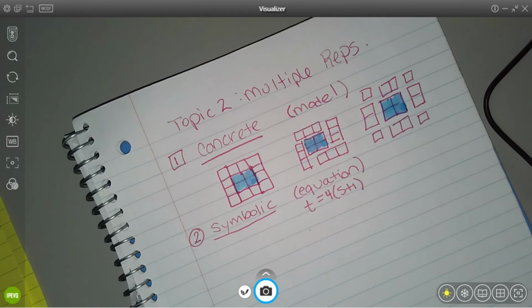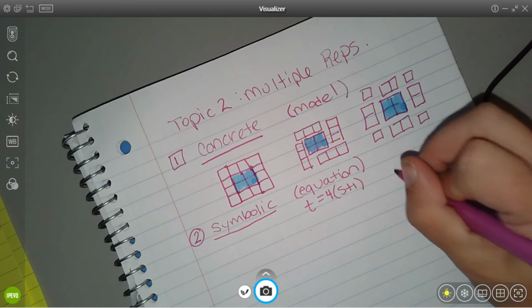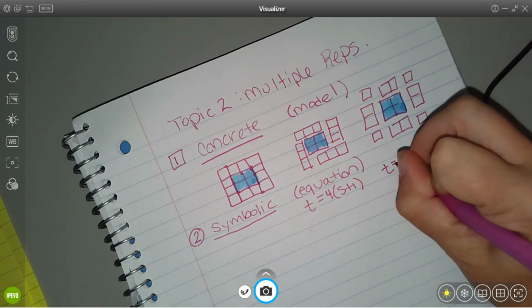Now, another way that we can think about this is up top here, we've got 4 sides. So 4 times the length of the side. So S is 2. So 4 times 2 plus my 4 corners. So that one's going to go here.